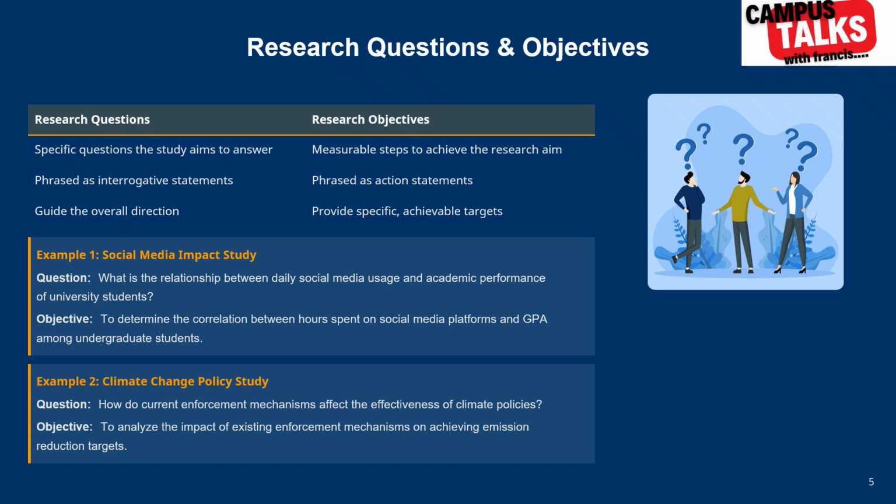If we are still looking at the depression study, one of our objectives can be to determine the prevalence of depression among secondary school students in Enugu State. Your research question will now be, what is the prevalence of depression among secondary school students in Enugu State?